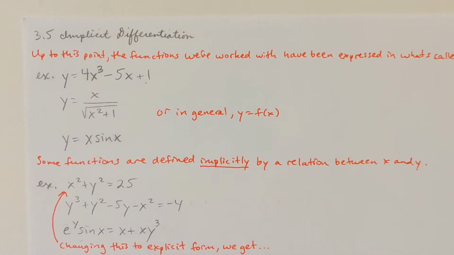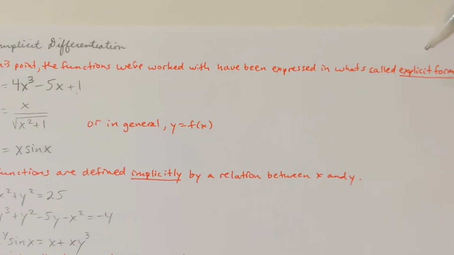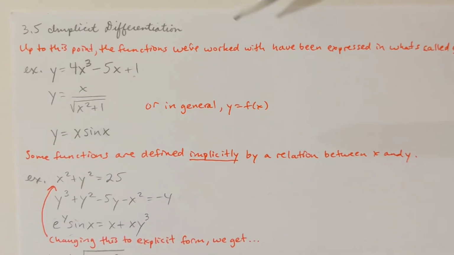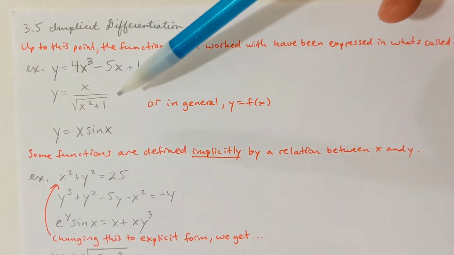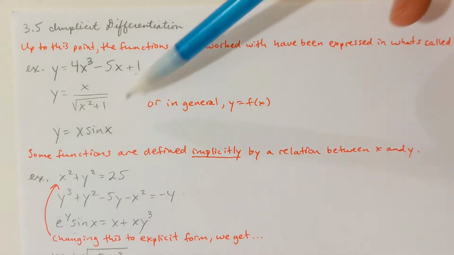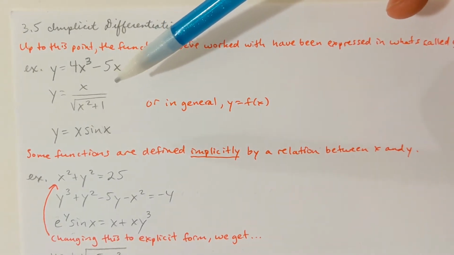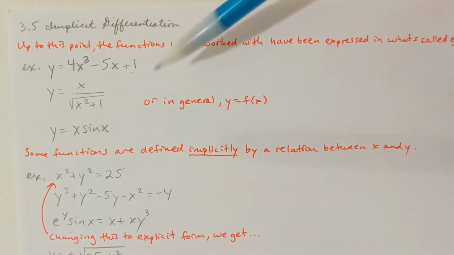In this video, we're going to begin section 3.5 in the book, which is called implicit differentiation. Up to this point, the functions that we've worked with have been expressed in what's called explicit form. Here are some examples of functions that are in explicit form. Explicit form is really just fancy words for the equation has been solved for y.